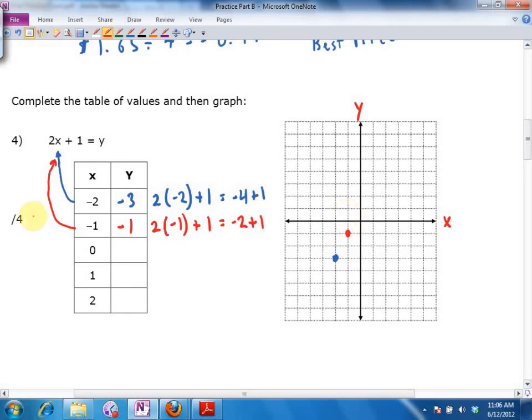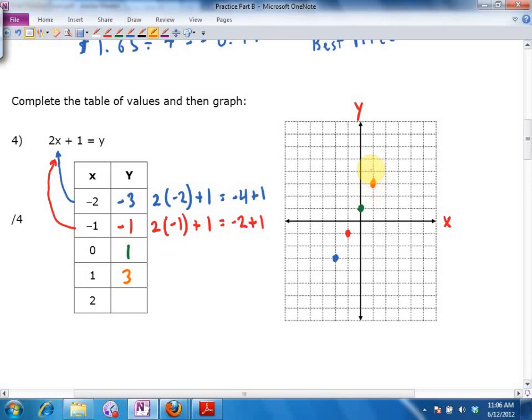The third point, put 0 in there. I'm not going to do all these. 0 in there just gives me 1. 0 plus 1 is 1. So 0, 1 is, you don't go left or right, you just go up 1. And I put 1 in there. 1 times 2 is 2, plus 1 is 3. So this next one's going to be 3. So 1, 3: right 1, up 3.